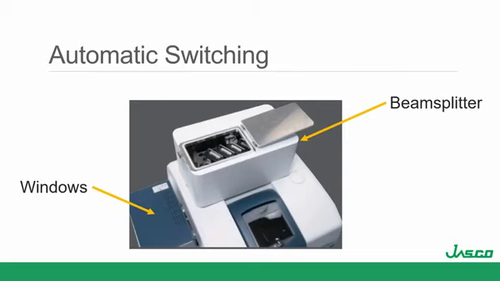So one thing you can do is get an automatic beam splitter changer with automatic windows, and then there's automatic detector switching as well in the bench. These allow you to switch wavelength ranges without having to break your vacuum or purge.